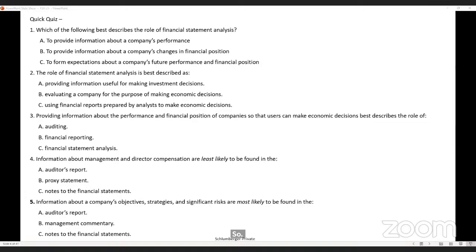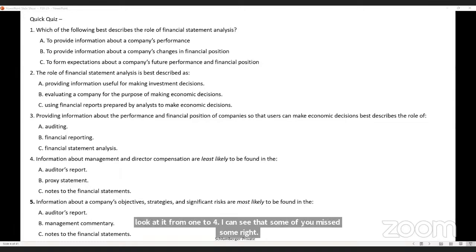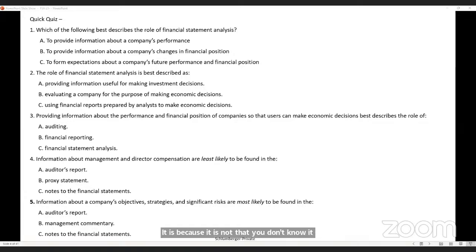Least likely, most likely, and see, look at it from 1 to 4. I can see that some of you missed some, right? It is not that you don't know it, but the issue is you did not read the question properly. Like the number 1, the answers easily tell you what financial statement is, right? But the question is asking you for financial statement analysis. So they will be putting all these things there so that it might confuse you, right? So be careful. Look at the number 4. They said least likely, not most likely.